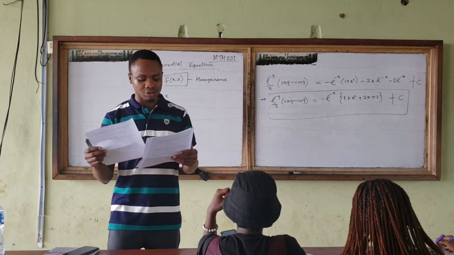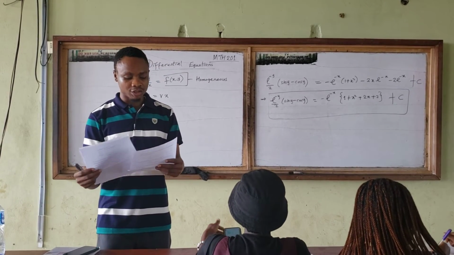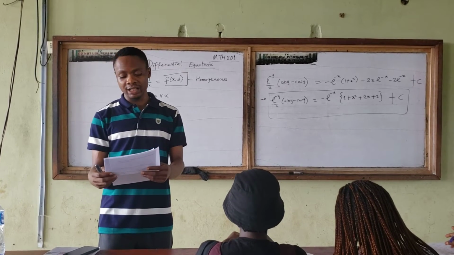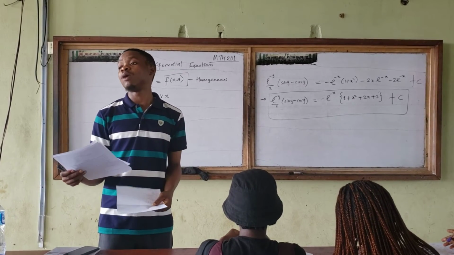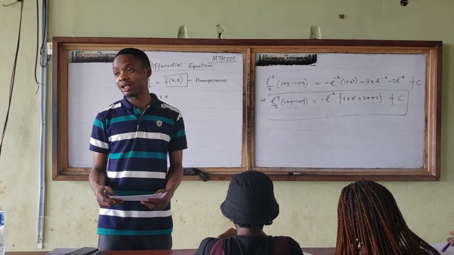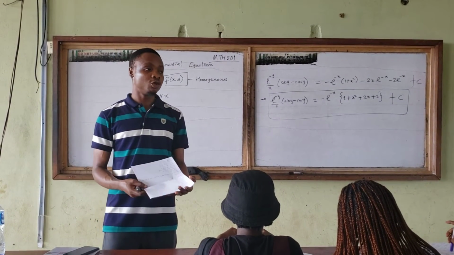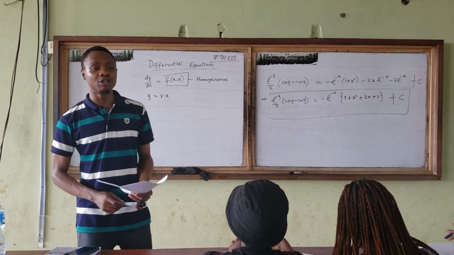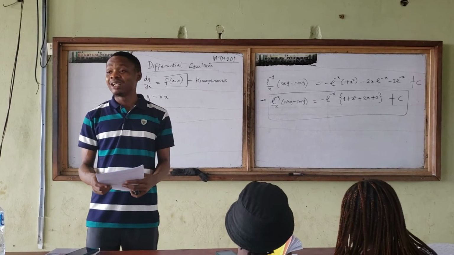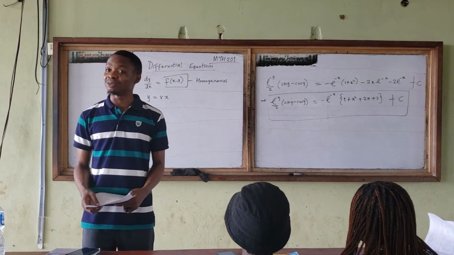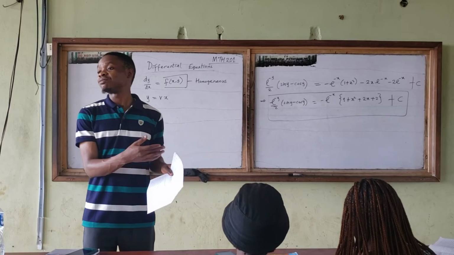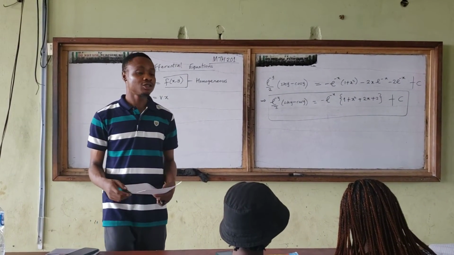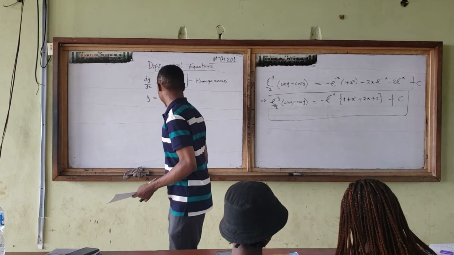They now ask us to solve the homogeneous differential equations. You can see that they have been repeated here. Number 6 Roman figure 1 is the same thing as number 7 Roman figure 1. Did you notice that? Because it's a homogeneous differential equation. So let's quickly solve this, then you go home and solve the others.